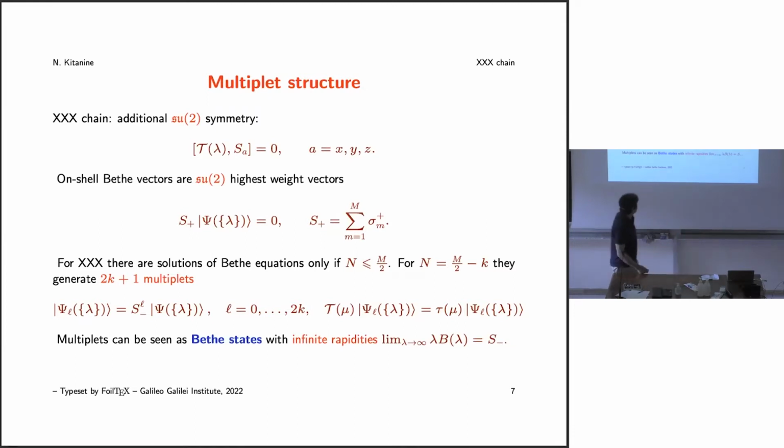And of course, there is this degeneracy of the transfer matrix and of the Hamiltonian due to the symmetry. So there is this additional multiplet structure, which will be quite useful for the computation of the form factors. I just wanted to mention it here.